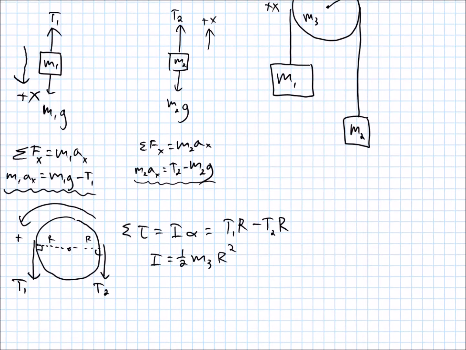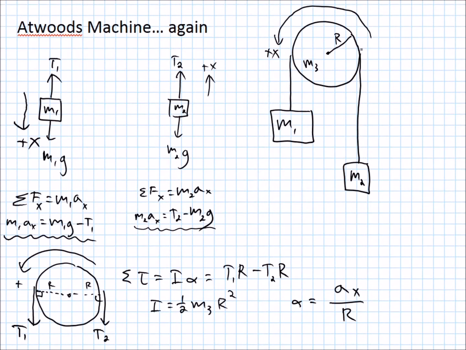Now alpha, that's angular acceleration. If you think about it, as m1, for example, accelerates down, the pulley has to rotate to complement that. So the angular acceleration of my pulley is going to have to equal the linear acceleration of the rope, ax, divided by its radius, right? Any given point on this pulley is going to be accelerating at a linear acceleration of ax, and so to find the angular acceleration, we simply divide by the radius.